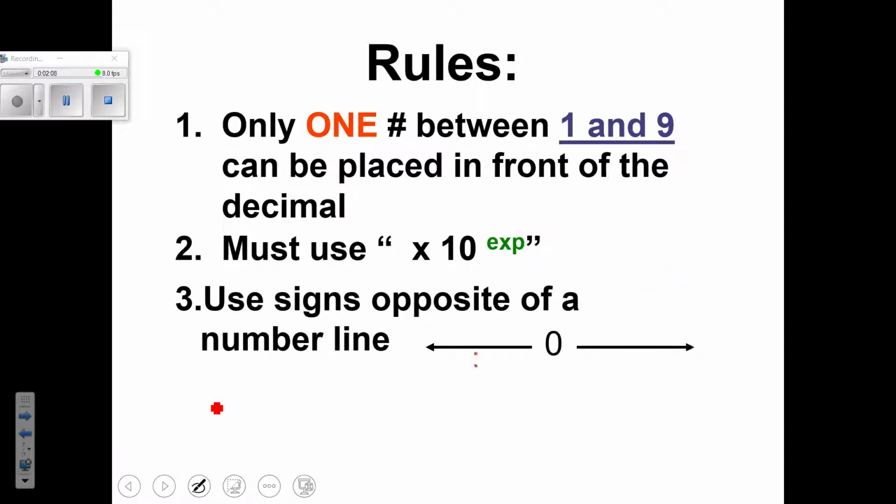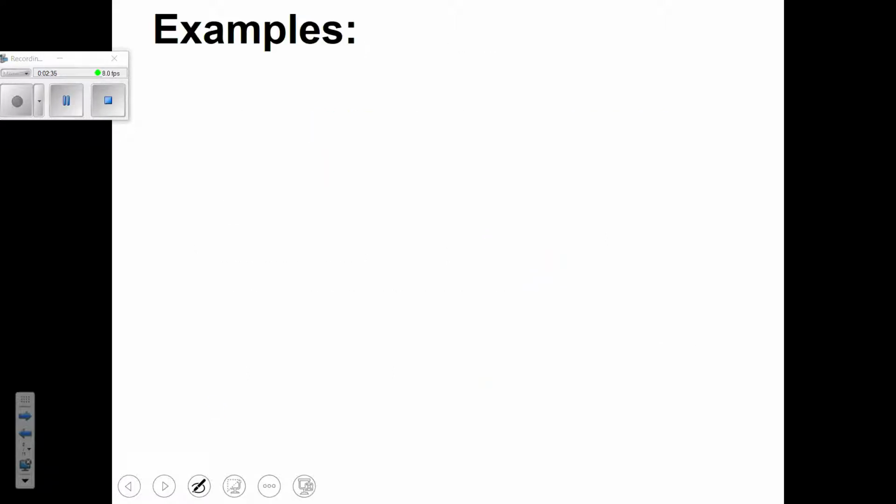The third thing is, I always tell my students, depending on which way you have to move that decimal, your exponent needs a sign, whether it's a positive or a negative exponent. And the way that you know is it's similar to opposite of a number line. If I have to move my decimal to the left to put it into scientific notation, I'm going to have a positive exponent. If I'm moving my decimal to the right, then my exponent will be negative. So let's take a second and look at some examples.